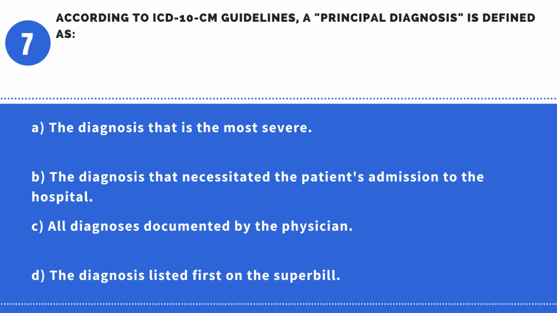Question 7. According to ICD-10-CM guidelines, a principal diagnosis is defined as A. The diagnosis that is the most severe. B. The diagnosis that necessitated the patient's admission to the hospital. C. All diagnoses documented by the physician. D. The diagnosis listed first on the superbill.